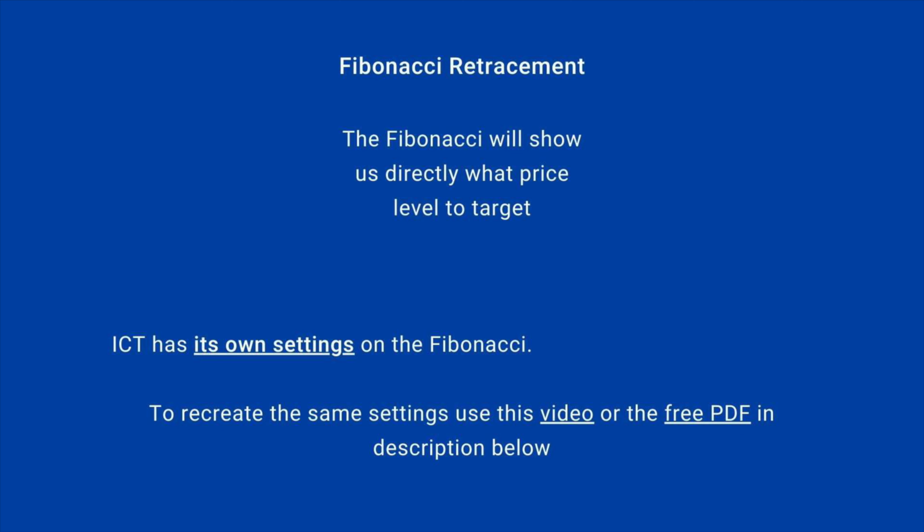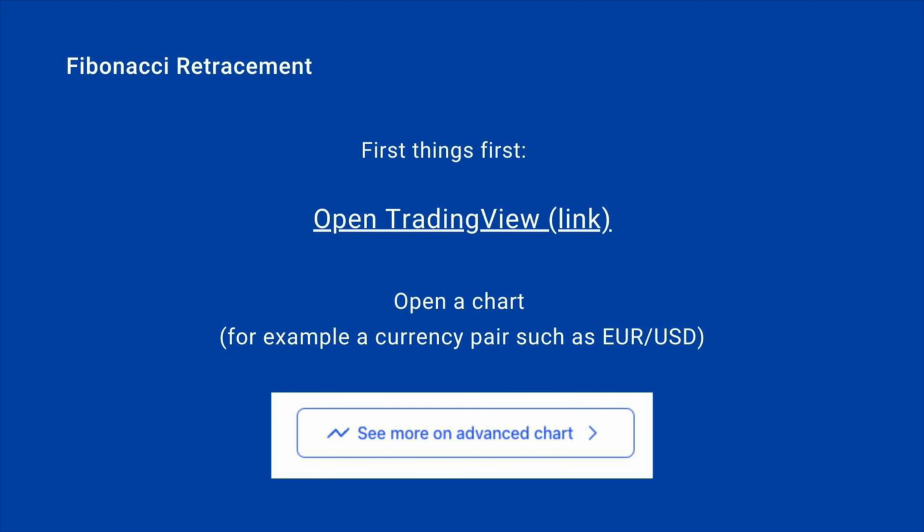You can check down also the free PDF in the description below and follow it step by step. So first things first, let's open TradingView, and you have here a link in the description below, and open a chart. For example, I'm a forex trader and I trade currency pairs, so let's say that we are going to open Euro USD. Click on the See More on Advanced Chart.